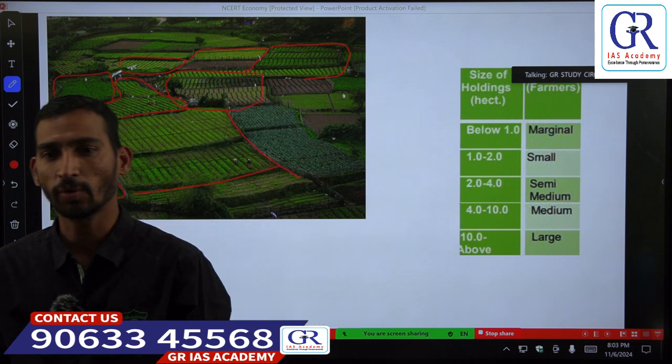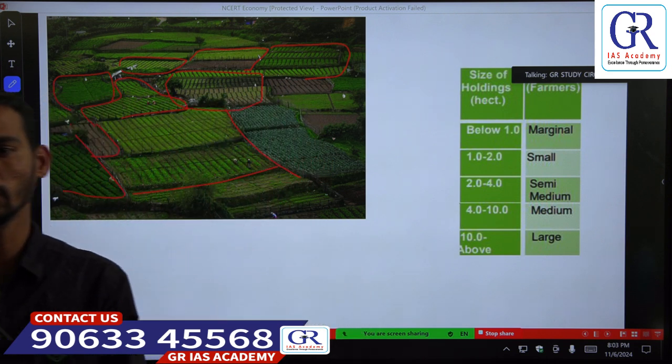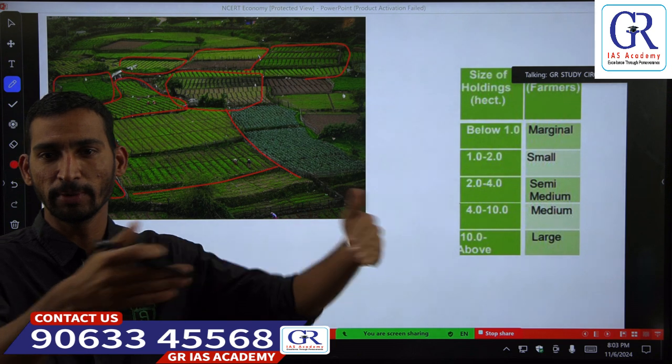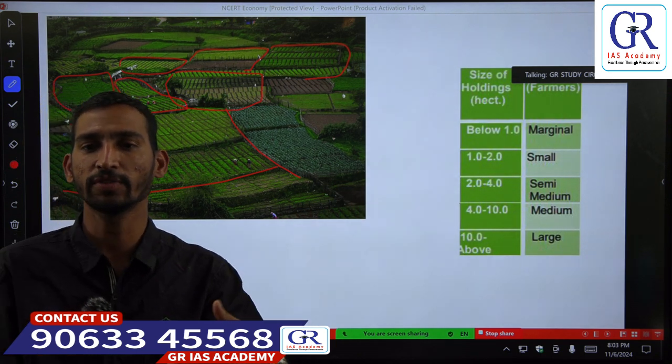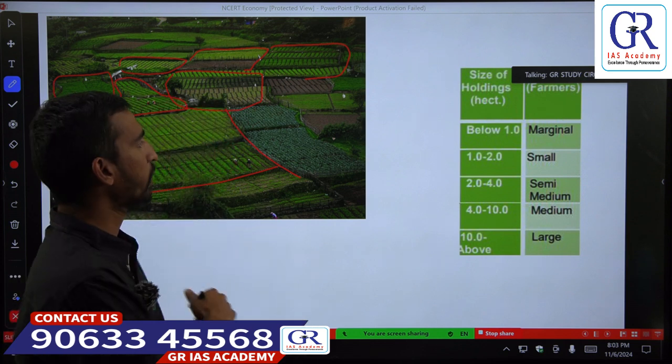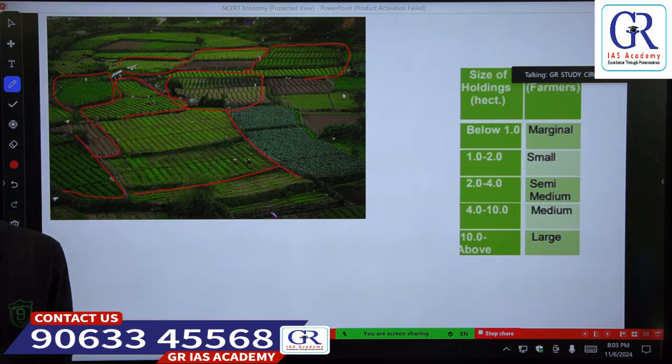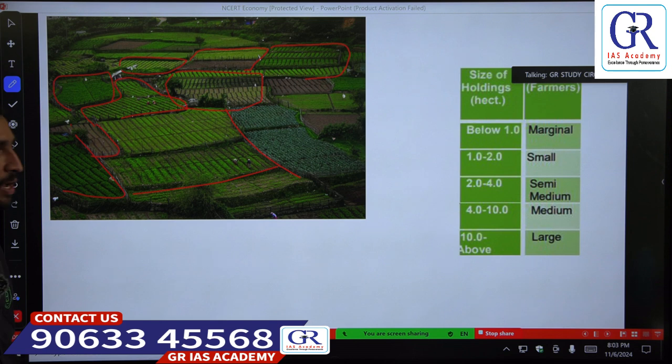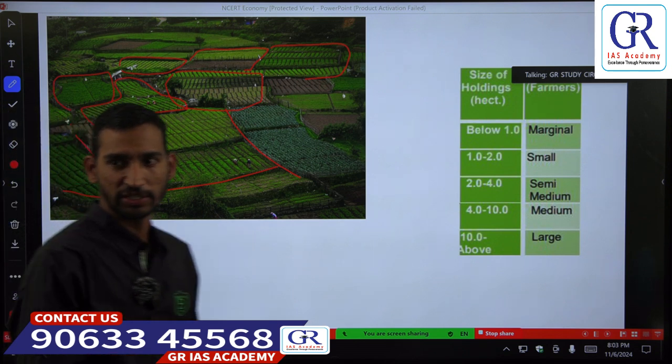Due to that factor, because of fragmentation of land, each person has boundaries and most of the land goes into the boundaries. So production and productivity levels fell, and that is how we became a food deficient country.